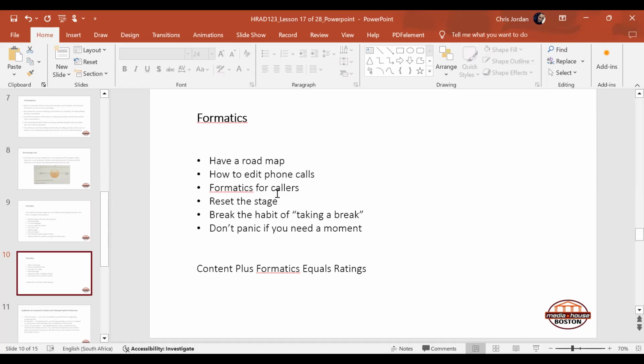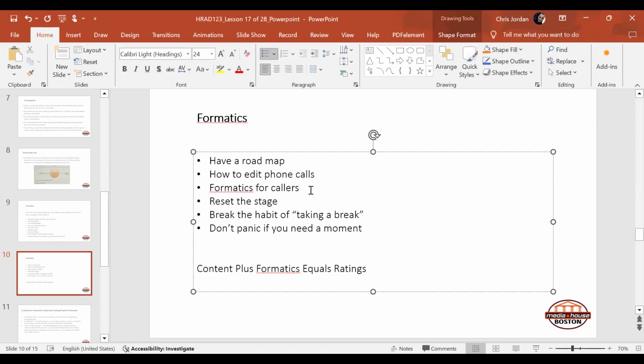Formatics for callers: again, just knowing how to take a caller, what not to ask them. So don't ask every single caller, "How are you? Tell me how your day has been," unless it's relevant to a question, like you're talking about terrible weather or terrible circumstances that are happening on that particular day.